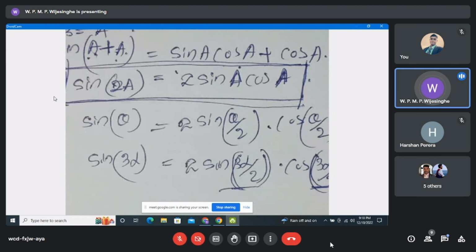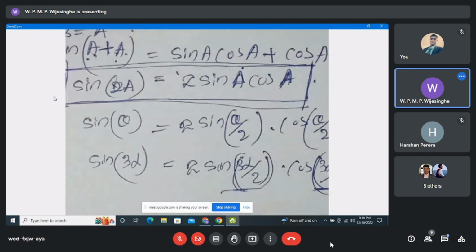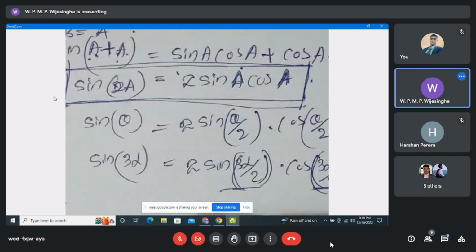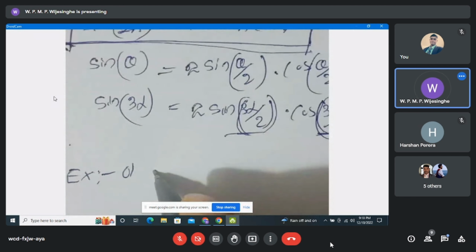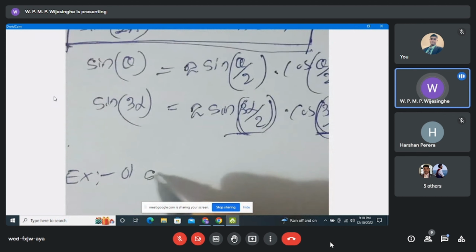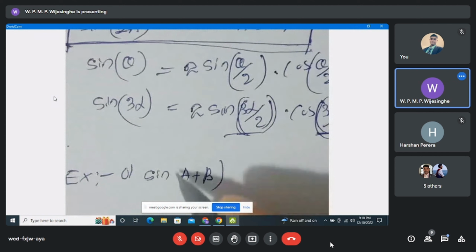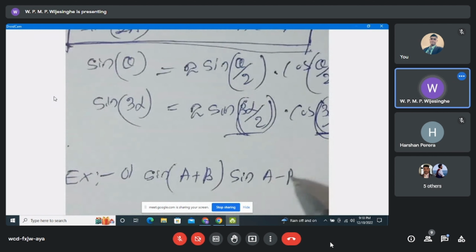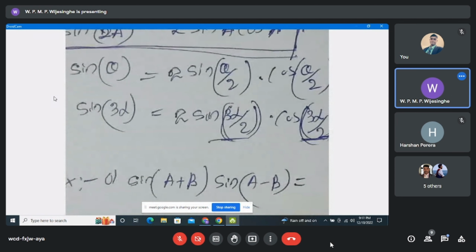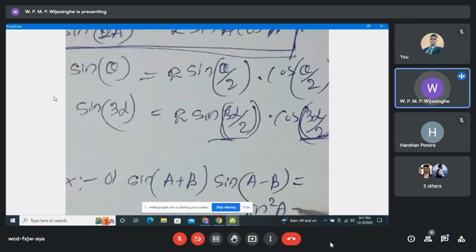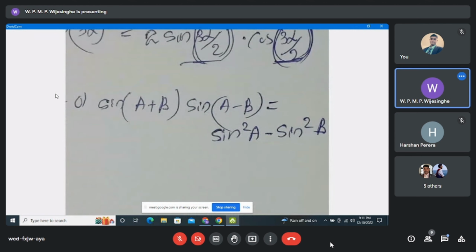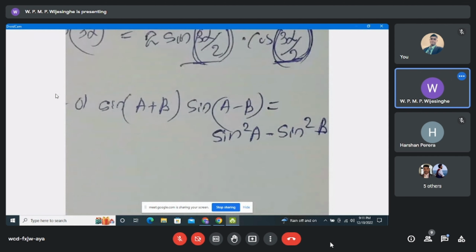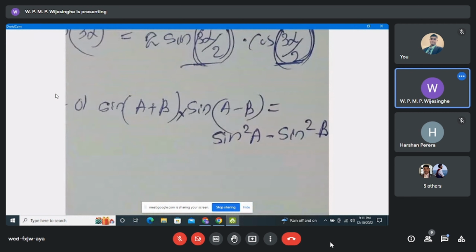Okay, let's do an example, right? Here, sin(A+B) sin(A−B) is equal to sin square A minus sin square B. Here there is a multiplication. How to show this?